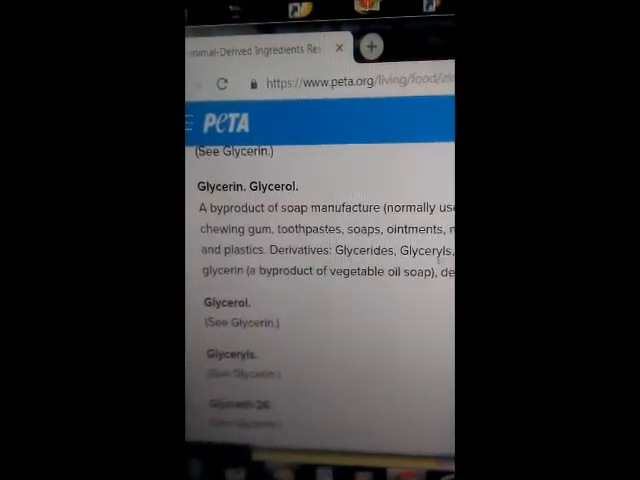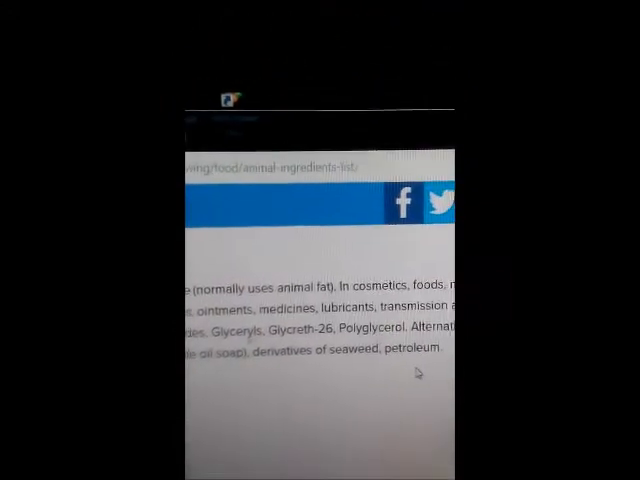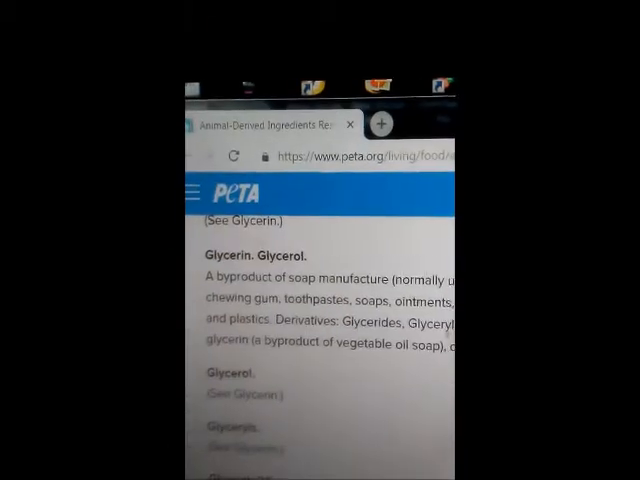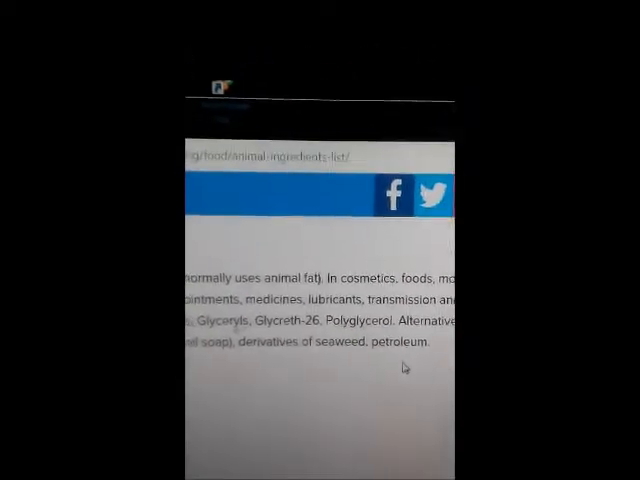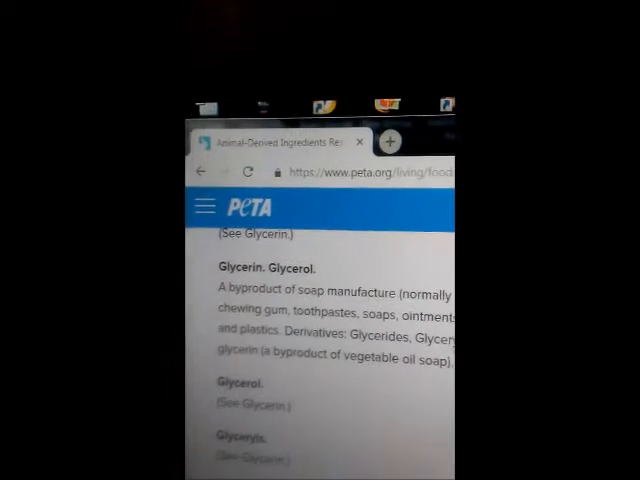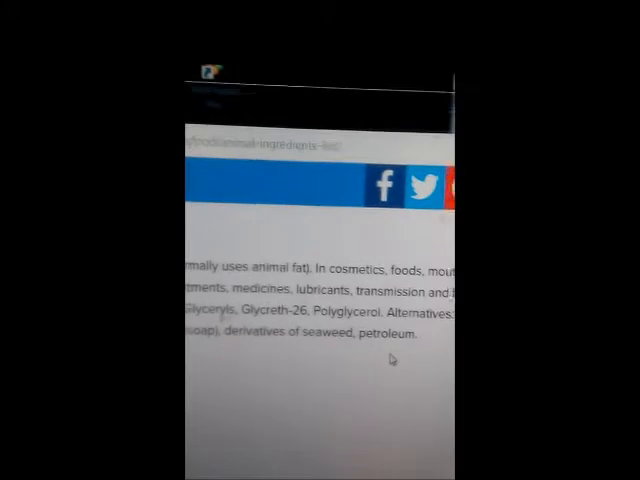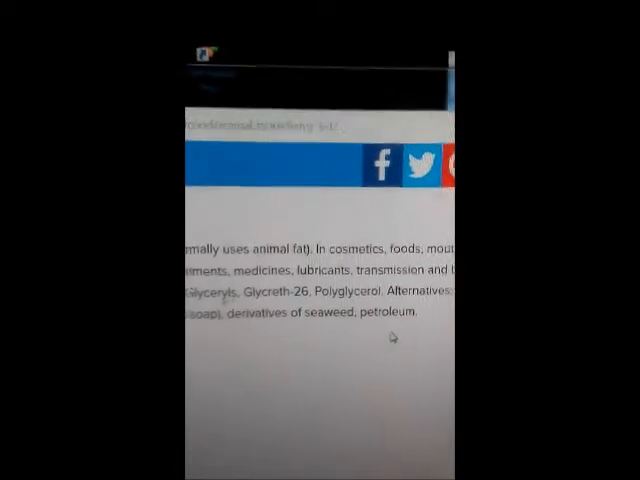Okay, so you got a byproduct of soap. This is glycerin. Manufacturers normally use animal fat. In cosmetics, food, mouthwashes, chewing gum, toothpaste, soaps, ointments, medicines, lubricants, transmission and brake fluid, and plastics. Derivatives: glycerides, glycerols, glycereth 26, polyglycerol. Alternatives: vegetable glycerin and a byproduct of vegetable oil soap. Derivatives of seaweed, petroleum, but petroleum is not really the best to use either, but yet there's petroleum.